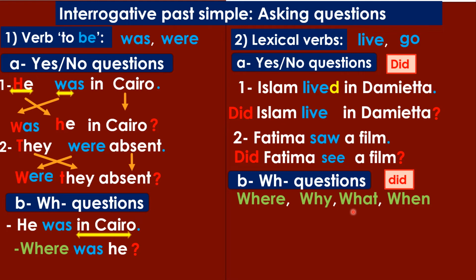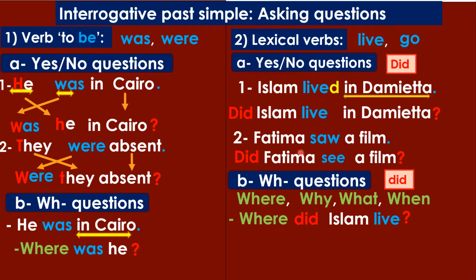So let's have a look. If I want to ask a question about this sentence, Islam lived in Damietta, and I want to ask about the place, in Damietta. So in this case I'm going to use where and did. So where did and then Islam lived. Of course I'm going to delete the D. And I'm going to put a question mark. So it's the same process: I use a question word, did, and then I take the verb from form 2 back to form 1.